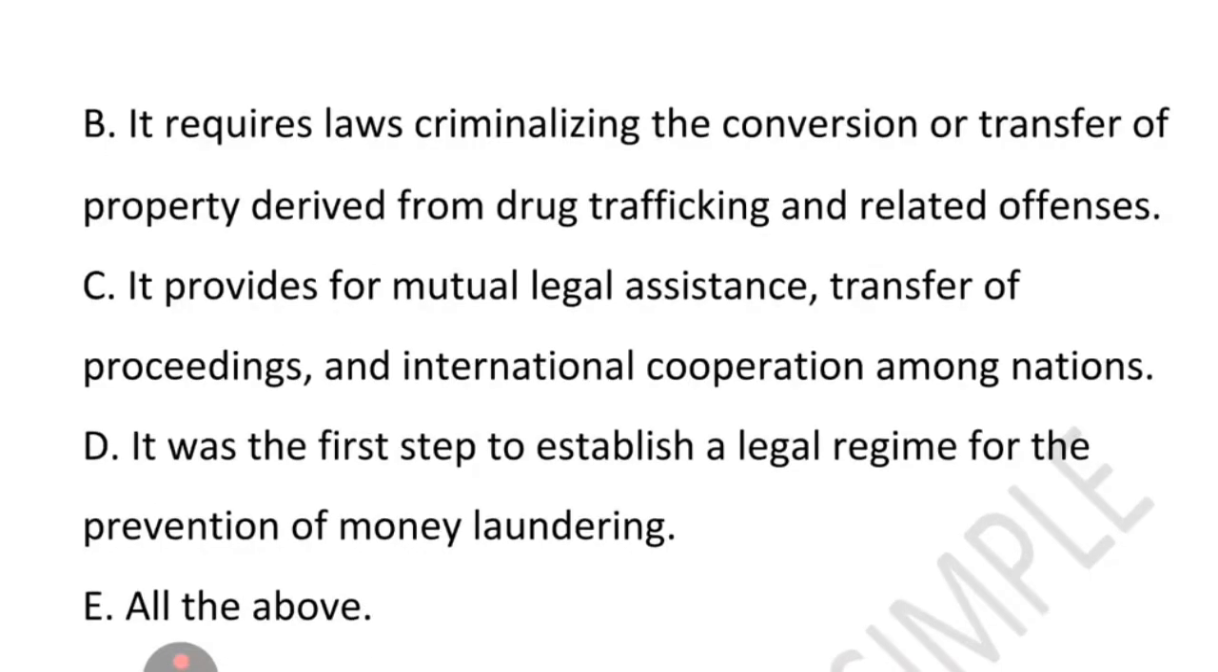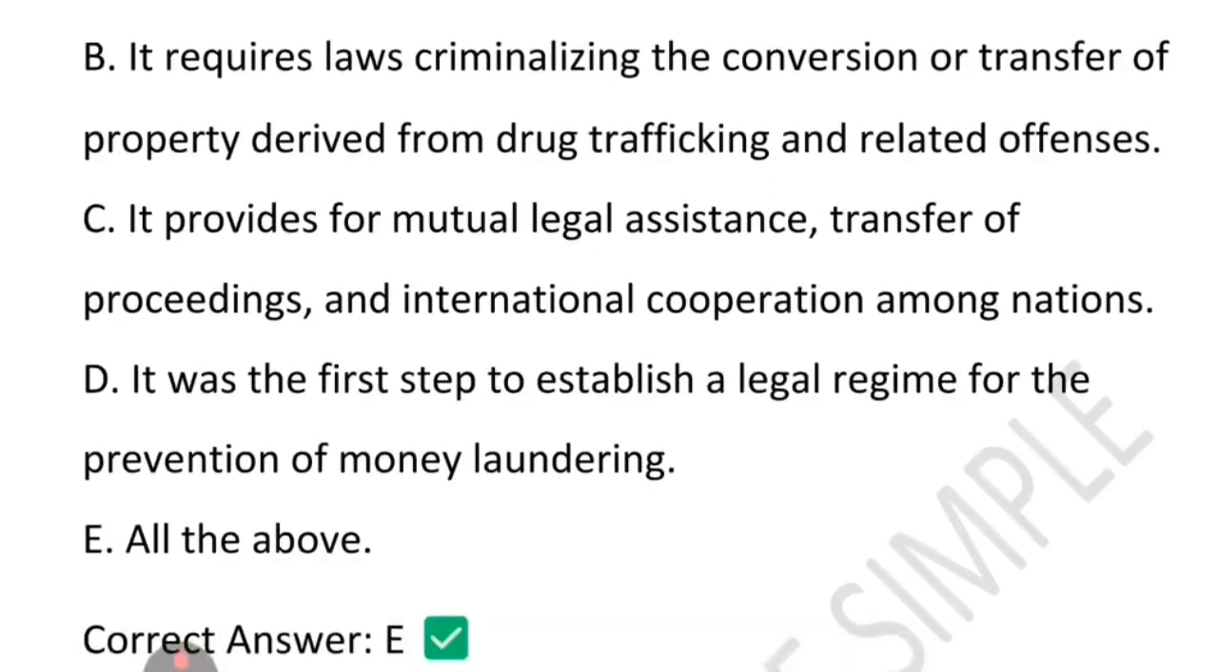What about option C? It provides for mutual legal assistance, transfer of proceedings, international cooperation. Is it true? We are talking about the UN Vienna Convention against Illicit Traffic in Narcotic Drugs. Yes, it is true. It means that countries must help each other catch drug lords, like extradition, sharing evidence. For example, the US and Mexico collaborating to arrest a cartel leader.